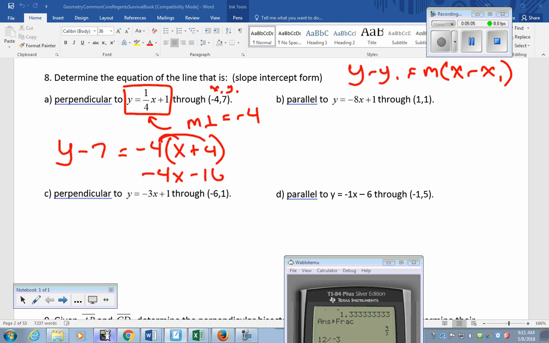So you end up with this, and then you want to get y by itself by adding 7. That gets added to that last number. So then you get y equals negative 4x minus 9.